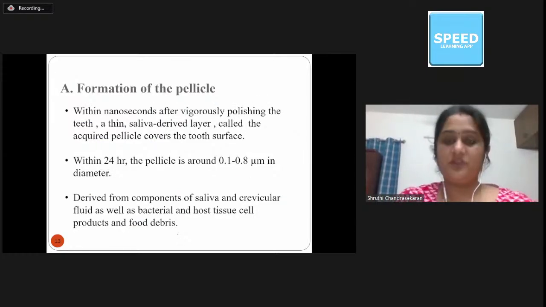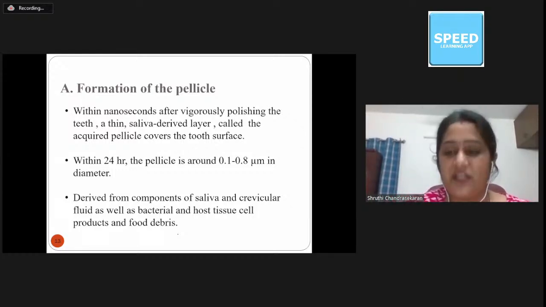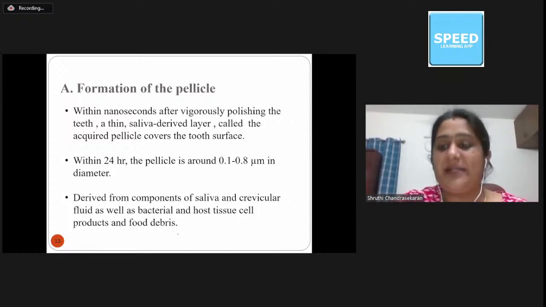Okay, so moving on to the first step, which is the formation of the pellicle. Within nanoseconds after vigorously brushing and polishing the tooth surface, a very thin saliva-derived layer called the acquired pellicle will form on the tooth surface. The acquired pellicle is the starting point for plaque formation. Within the first 24 hours, the pellicle is about 0.1 to 0.8 micrometer in thickness. This is again an MCQ question: 24 hours, pellicle thickness is 0.1 to 0.8 micrometer.